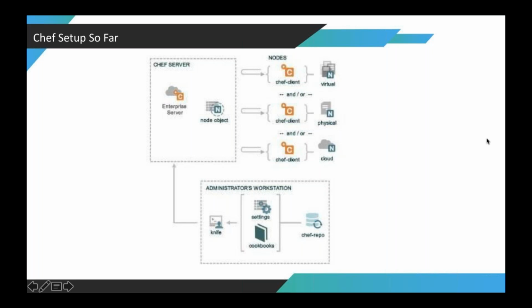Is that clear to everyone, the Chef setup so far? So there are only two nodes: one is the workstation, another one is the Chef server, and all the rest of the nodes are being controlled by the Chef server directly.